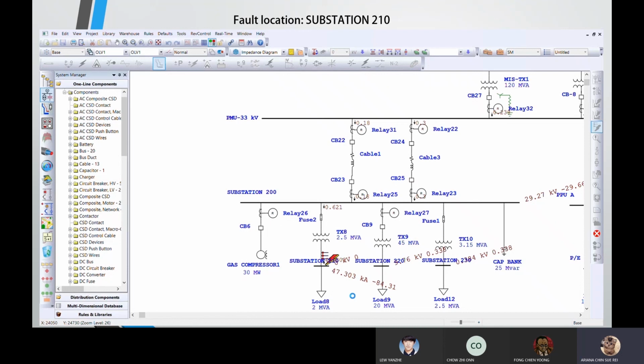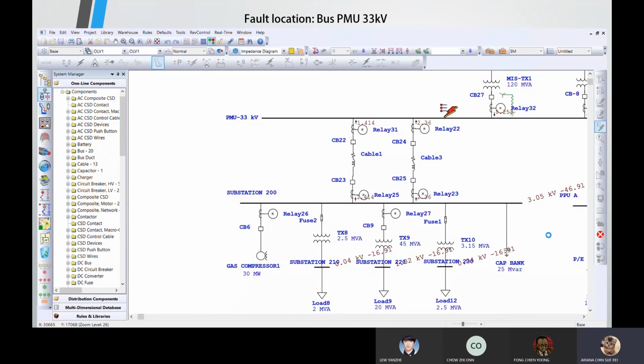Next, if a fault occurs at substation 210, fuse 2 is expected to open. Lastly, if a fault occurs on bus PMU 33 kV, circuit breaker 27 is expected to open.